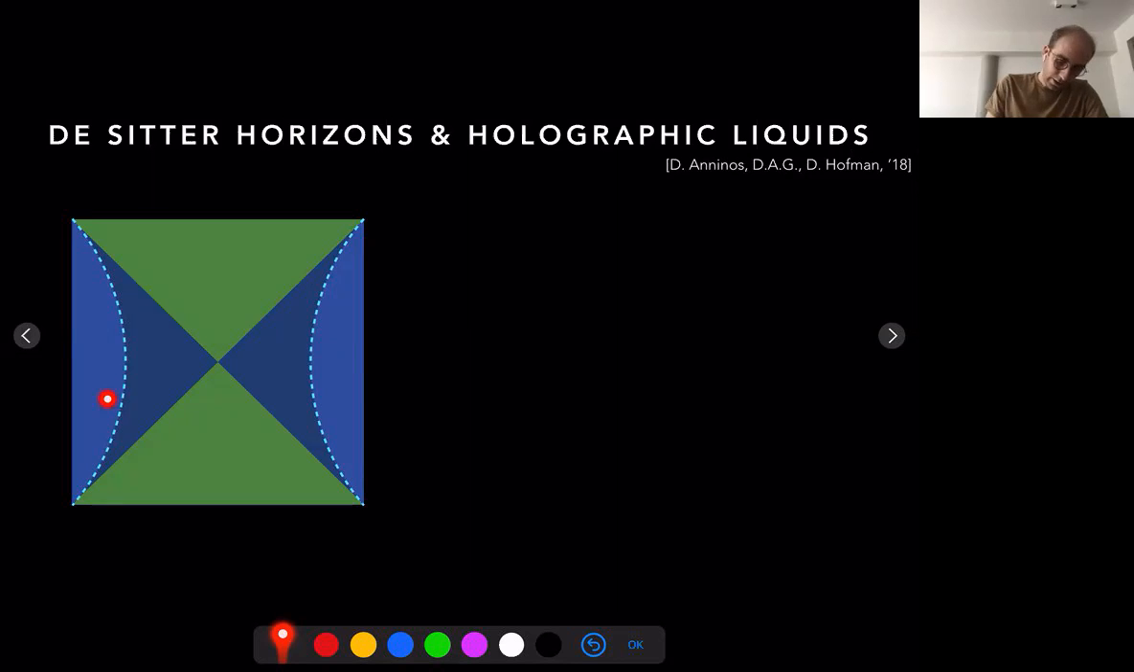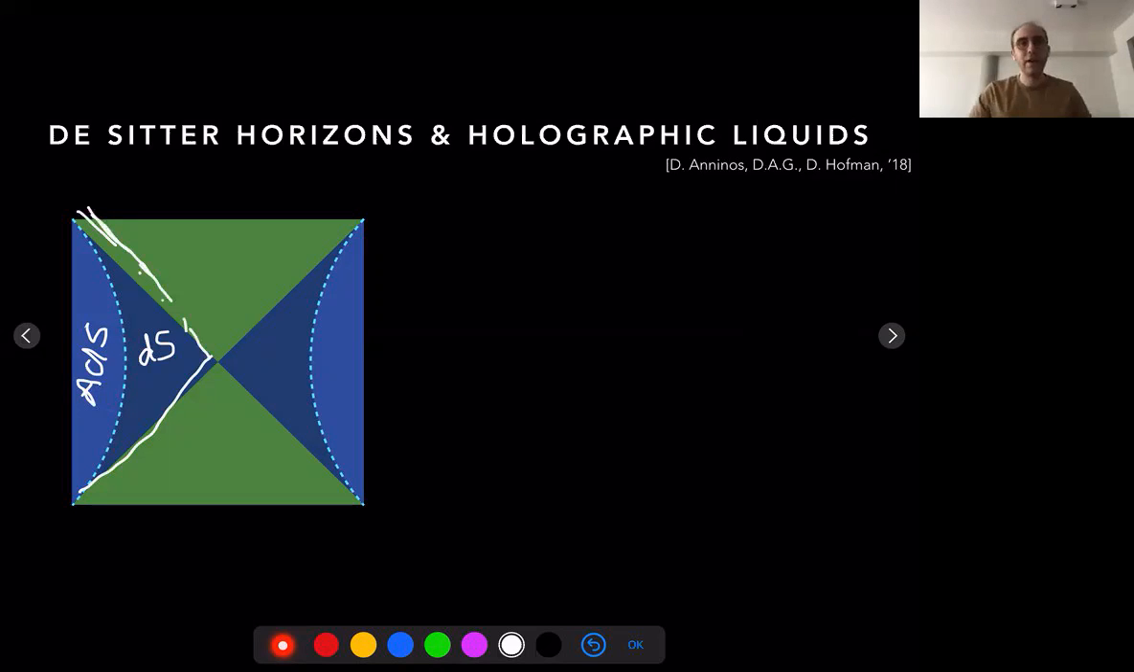So now this will be ADS. This will be our interpolating region, and this will go into DS, and we will have a horizon here. And now we have a geometry that has the ADS boundary.